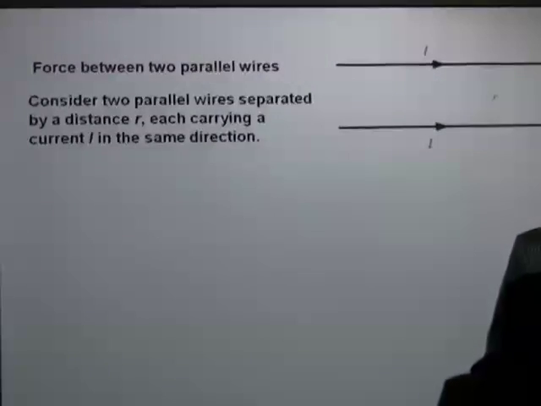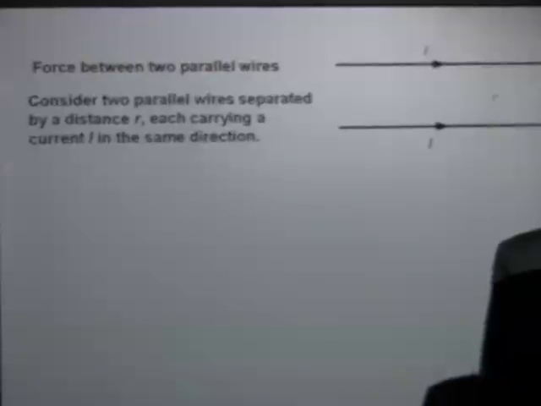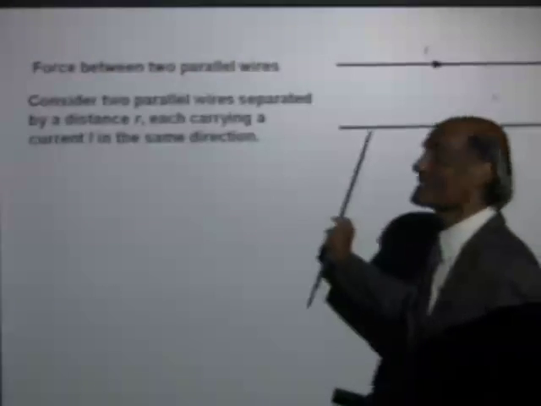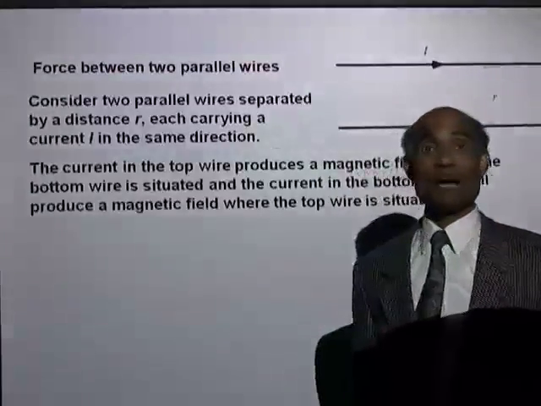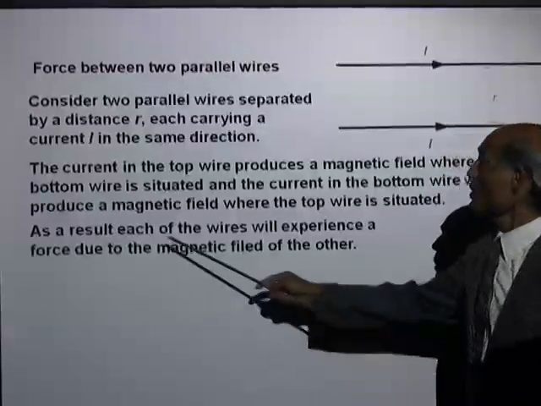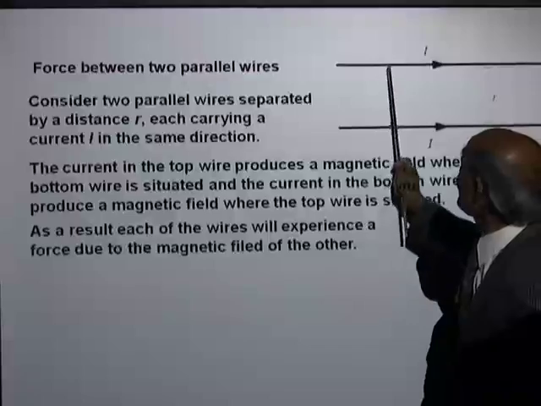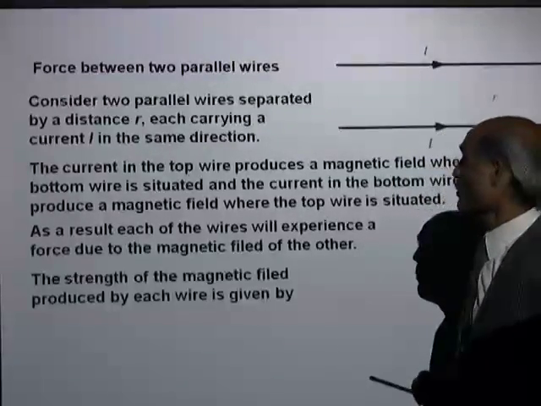So, if there are two parallel wires carrying current in the same direction, what kind of force would you expect between the two wires? You would expect that there will be an attraction between the two wires. Well, so as a result of the field due to each, there will be a force between them.